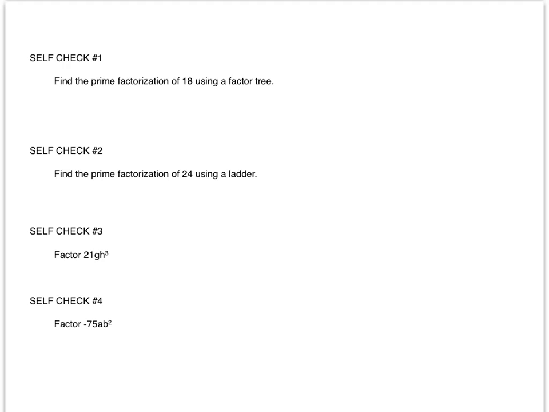Here are some examples for you to do. Self-check number 1, you'll find the prime factorization of 18 using a factor tree. Self-check number 2, you will find the prime factorization of 24 using a ladder. Self-check number 3, you'll factor 21gh to the third power. And self-check number 4, factor negative 75ab to the second power.